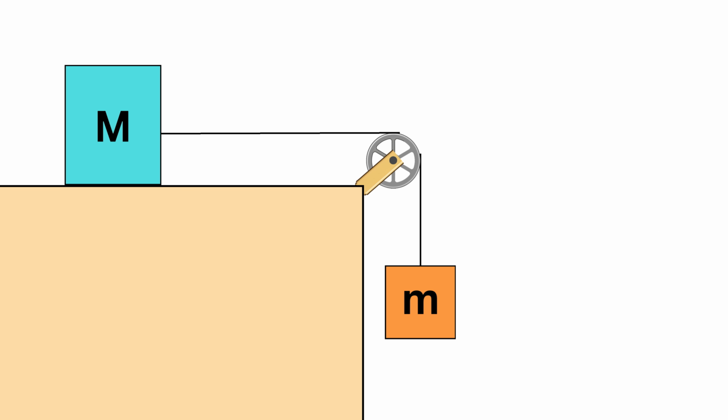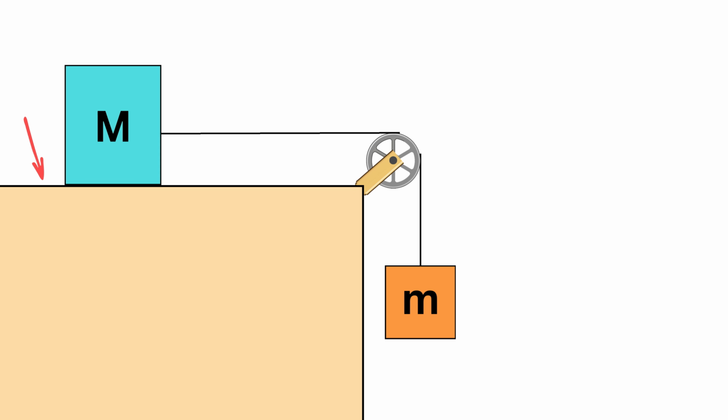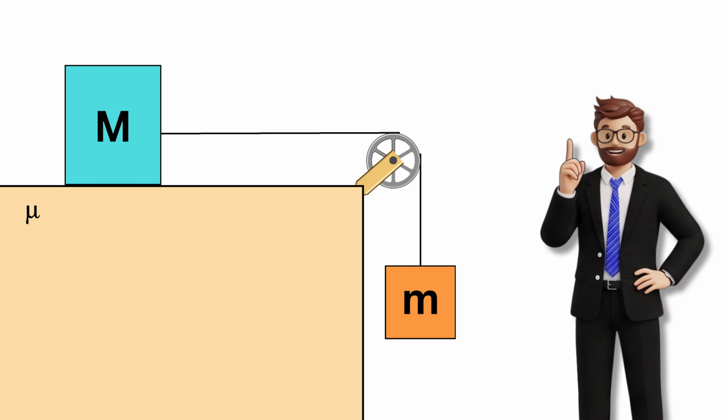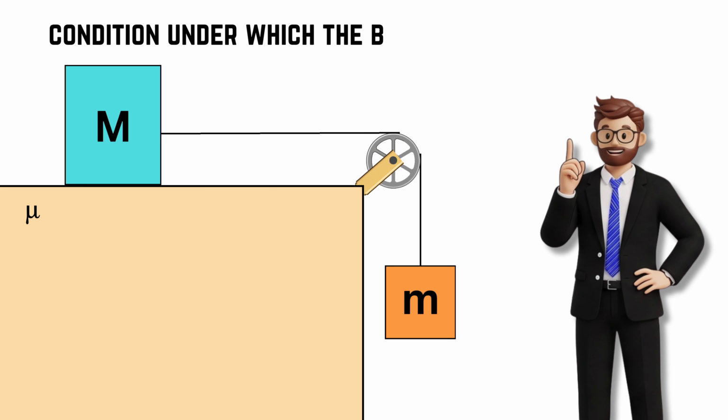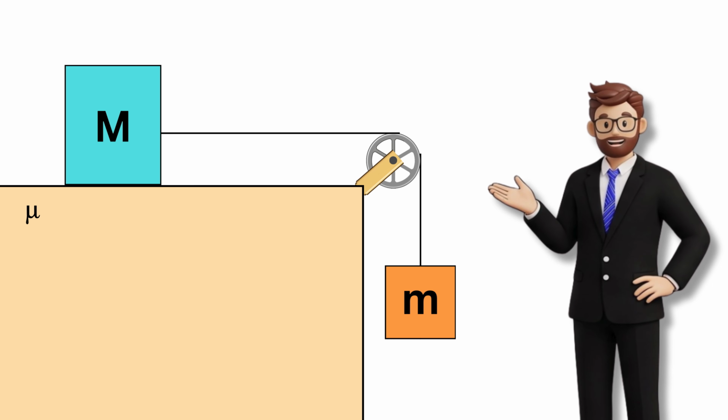In this problem, we have two blocks: a hanging block of mass small m, and a block of mass big M resting on a horizontal surface. The coefficient of static friction between the block and the surface is mu. They are connected by an ideal rope passing over a frictionless pulley. Our goal is to find the exact condition under which the blocks just begin to move. Let's break this down step by step.